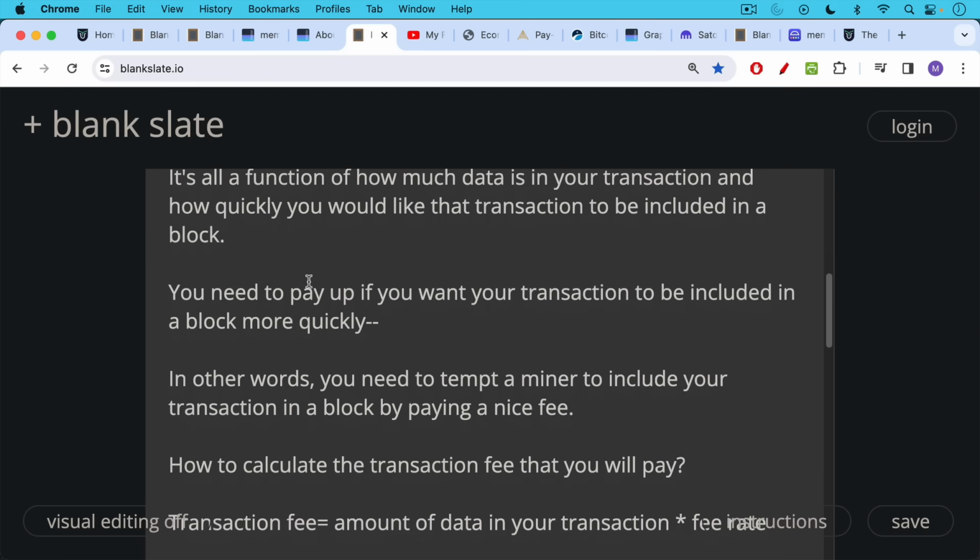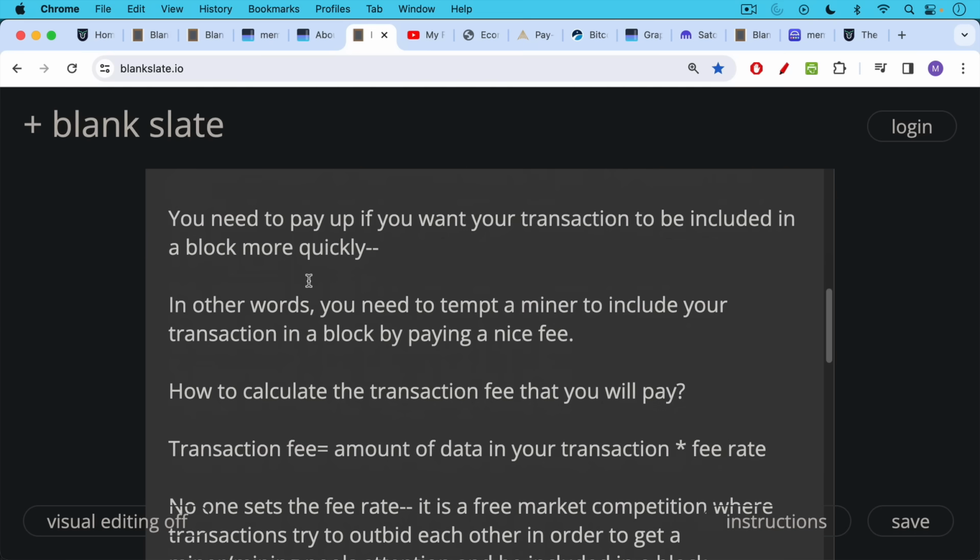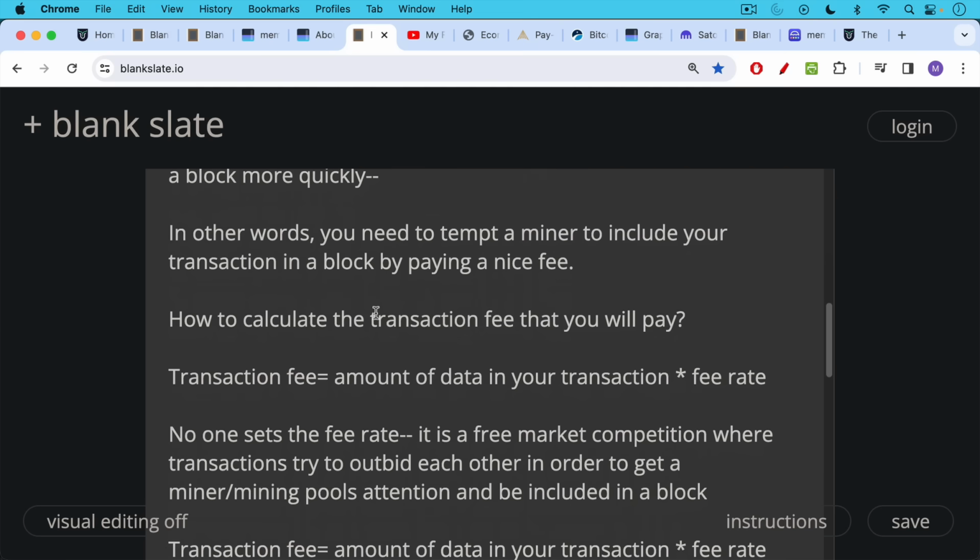So how to calculate the total transaction fee that you'll pay? The total transaction fee is a function of the amount of data in your transaction times the fee rate that you're willing to pay and that the free market is willing to accept at this point. So for example, you may only be willing to pay 1 Satoshi per vbyte, but obviously fees are much higher than this. And so you can bid a very low fee rate, but your transaction just will not be included anytime soon in a block.